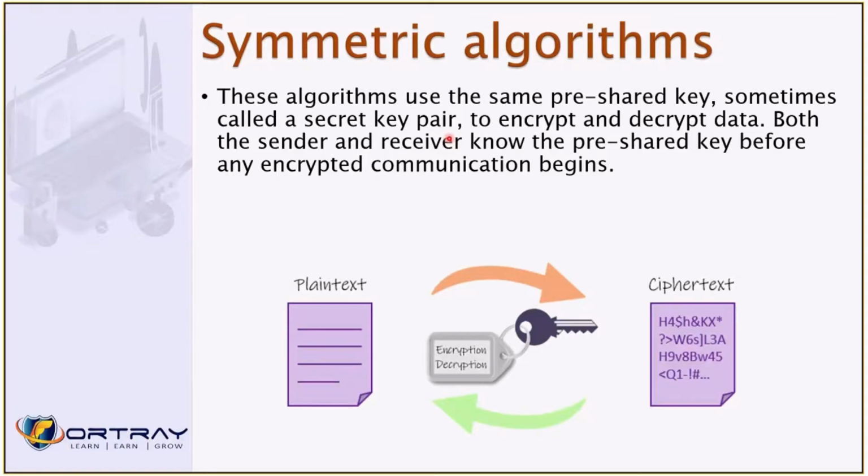Both the sender and receiver know the pre-shared key before any encrypted communication begins. Communication has not just started; we already exchanged the method and know what method you're using. So a symmetric key is very, very straightforward. Before we start, we just need to agree on one key, just one key.